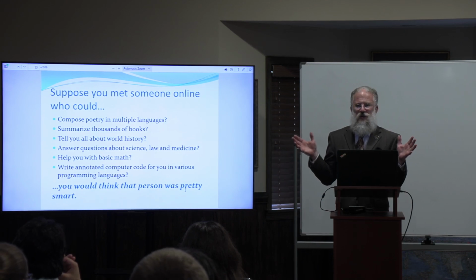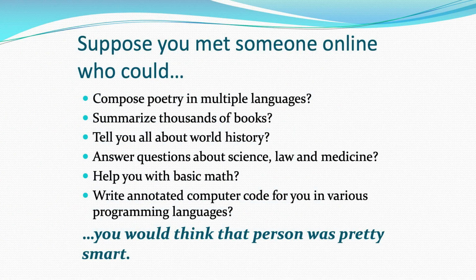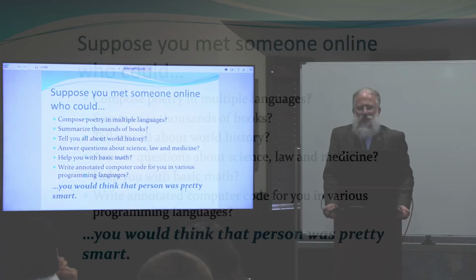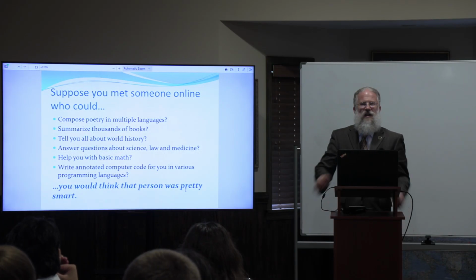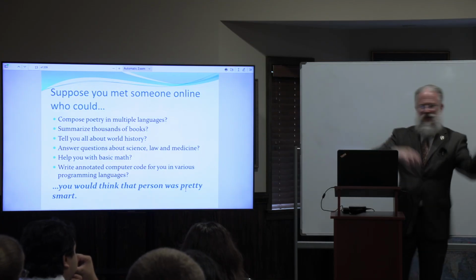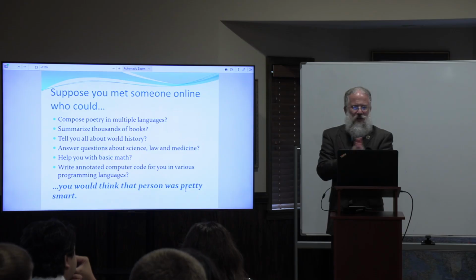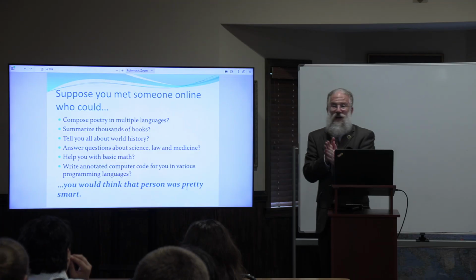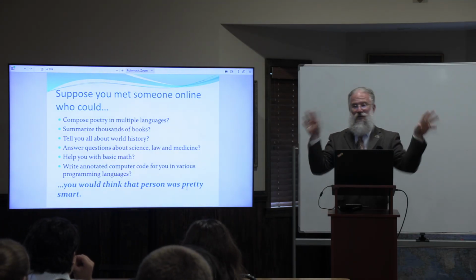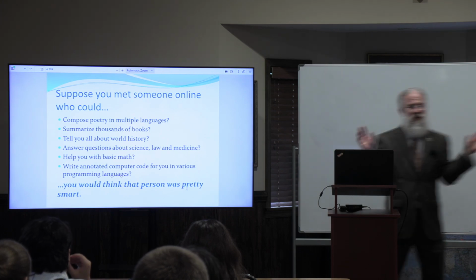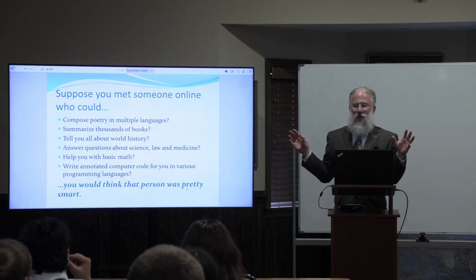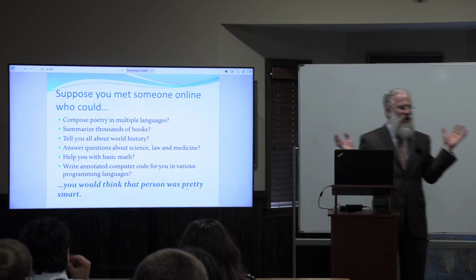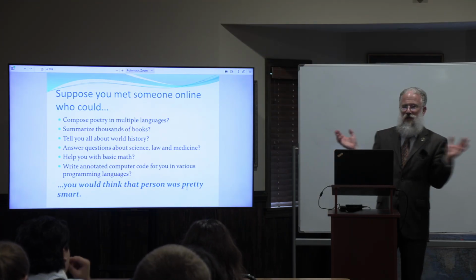So suppose you met somebody online, this is kind of a Turing test scenario, right? If you didn't know it was an AI, somebody that could compose poetry in multiple languages, that could summarize the contents of thousands of books, that could tell you anything at all about world history, whether nations or people, that could answer your questions about science or law or medicine, that could help you with at least basic math, and could help you write computer code nicely annotated in a variety of different computer languages, you'd be like, wow, this guy's a genius, whoever he is. So that's part of what ChatGPT can deliver to you.